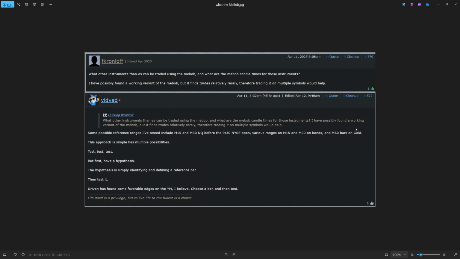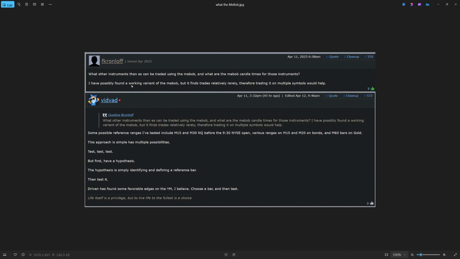I also consider this as a sort of subset, or I don't know how it relates, but the highest open, lowest open hourly charts, where I trade crude oil on an hourly chart, referencing the highest open and lowest open. Very similar approach, right? This approach is simple and has multiple possibilities. Test, test, test. But first, have a hypothesis.